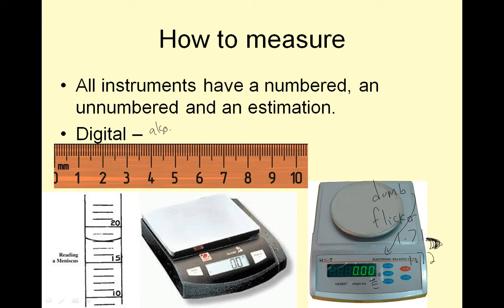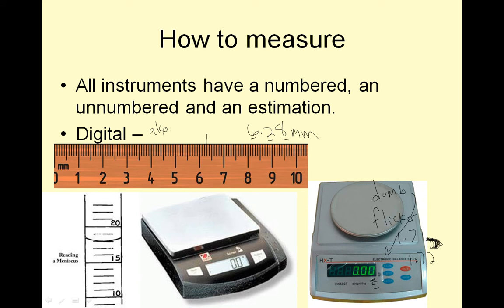So if I put a line right here, my numbered digit says it is 6. Now notice these are millimeters. My unnumbered, 6.1, 6.2, it's not quite to 6.3, so it's 6.2. And then I estimate that to be 6.28 millimeters. Okay? Numbered, unnumbered, estimation.